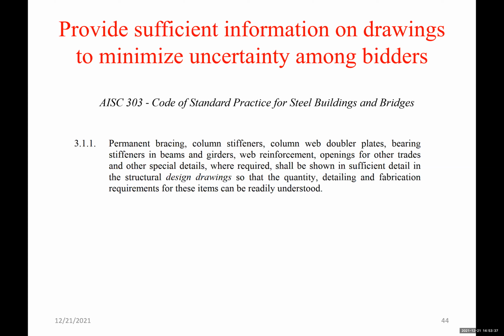And this, of course, will avoid issues of asking for additional services and things like that. So have everything from the beginning, show all the information: bracing, column stiffeners, doubler plates, web reinforcing, openings, etc. Show everything so during bidding they can see all that is required.